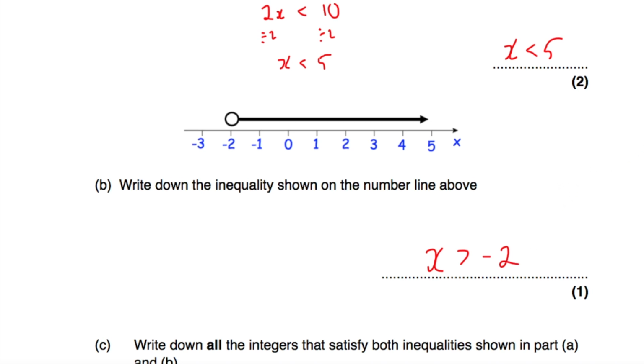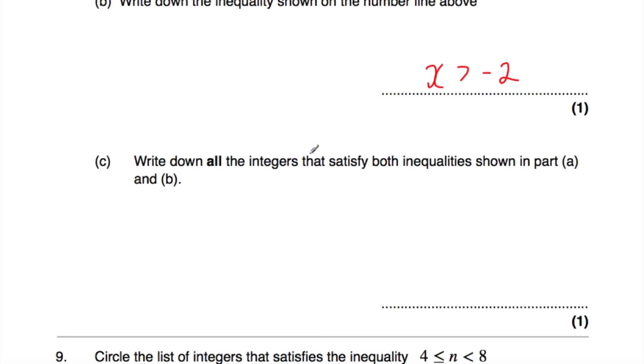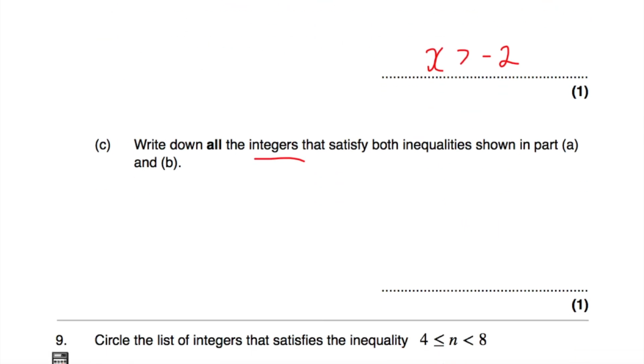Okay, let's look at our next part, part C. Part C says write down all the integers, so integers would be numbers such as 0, 5, 7, -4 and so on, that satisfy both inequalities shown in part A and B. If we have a look, A was x is less than 5, and B, x is greater than -2. So we want to find the values of x that would satisfy both of these inequalities, but also be integers.